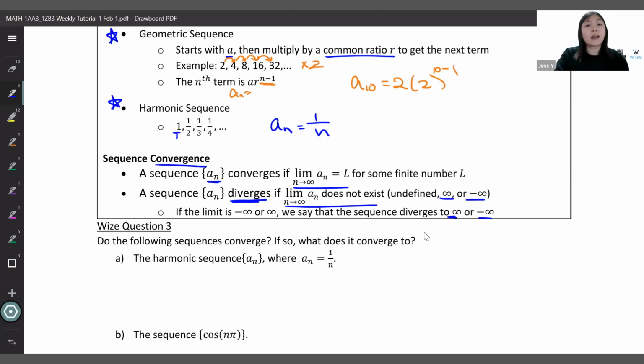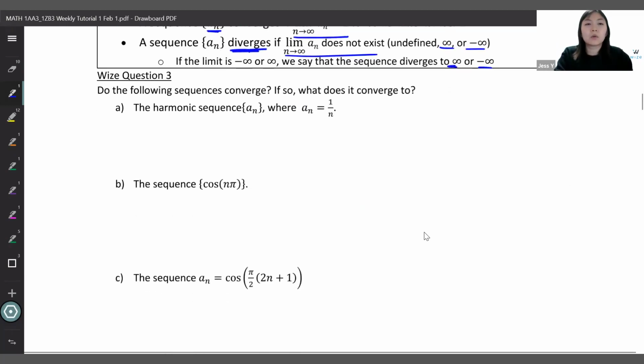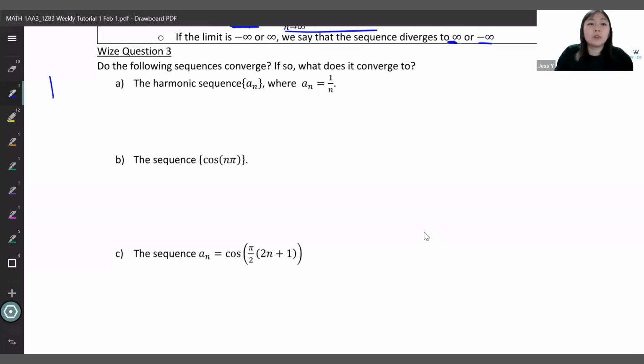So the questions that they can ask you, and that they did on the assignment, was, okay, what is the limit of a sequence, or does the sequence converge? So let's take a look at some questions here, and these ones will really help you if you're struggling with the assignment. So do these sequences converge? If it does, we want to state what it converges to.